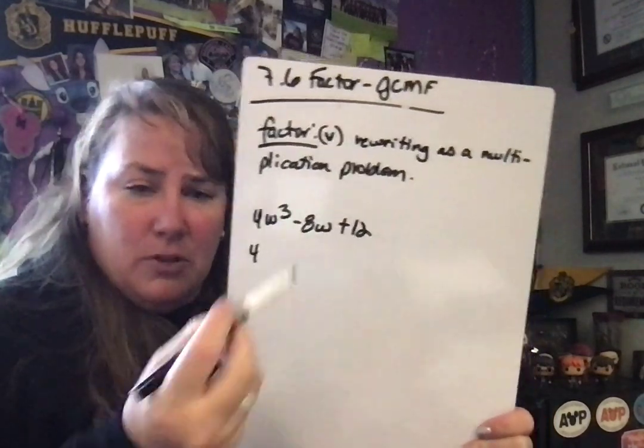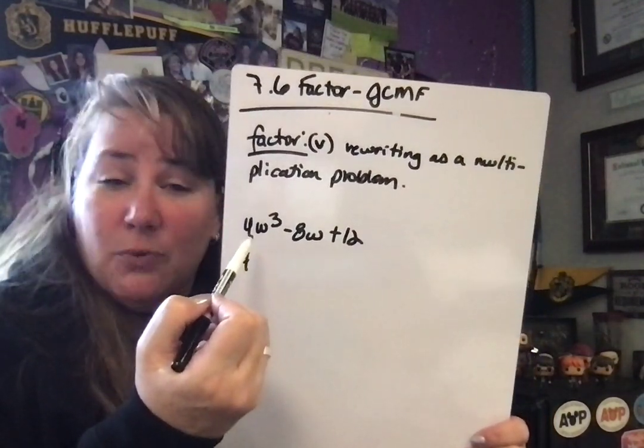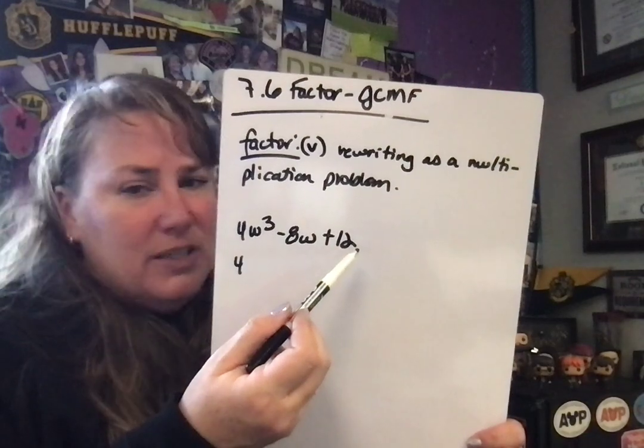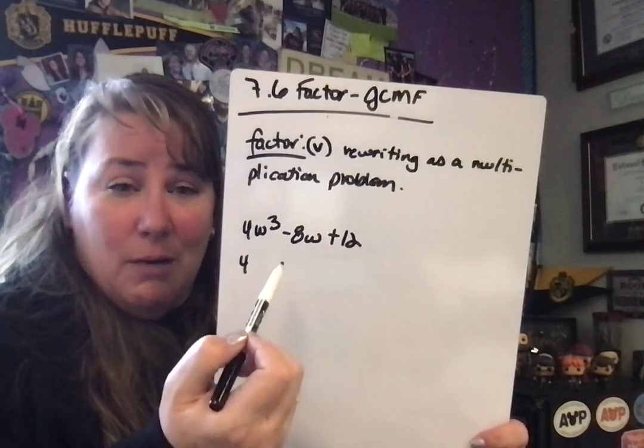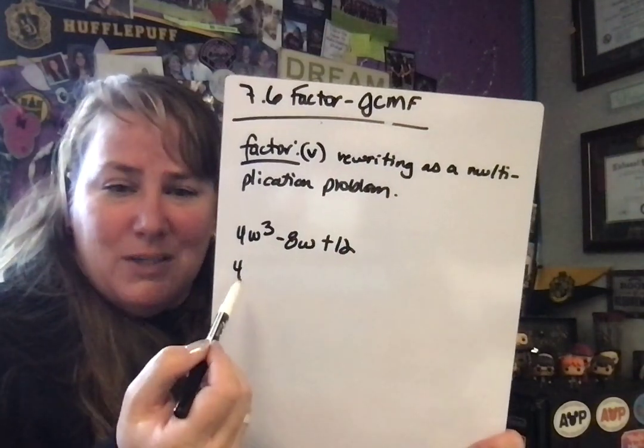And now you got to check the variables. I have 3 w's here, 1 w here, but I don't have any w's here. So that means I can't take a w out of each term. So my greatest common monomial factor for this problem is just 4.